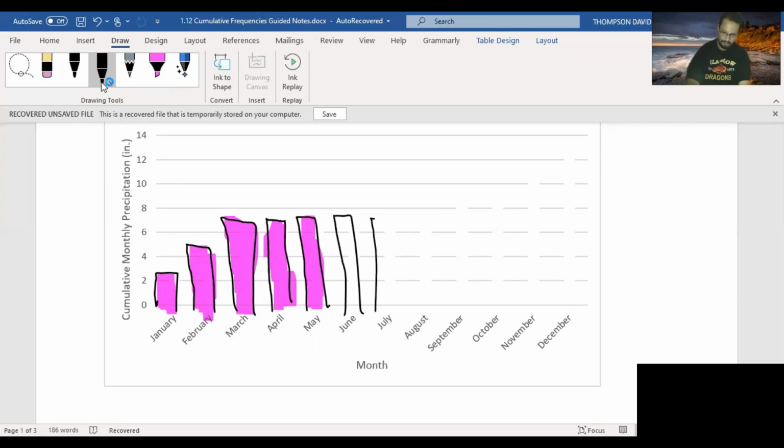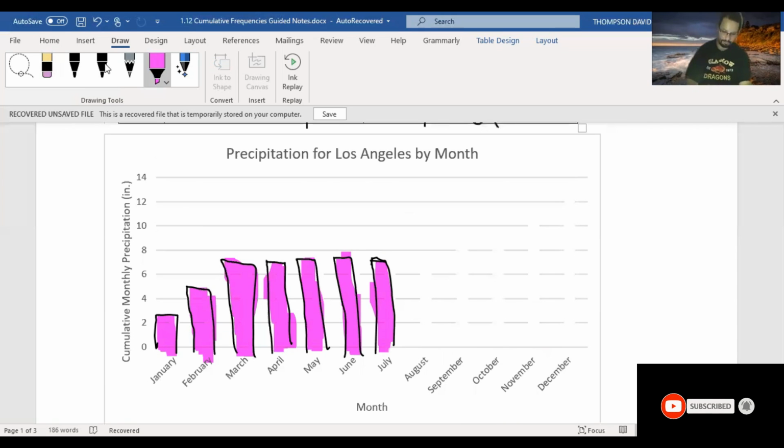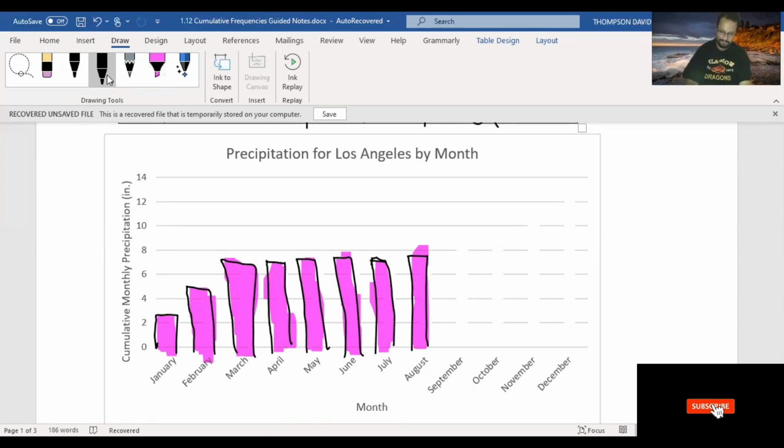Take note, they're going to look roughly the same because we're trying to sketch it by hand. August, we're at 7.94. September, we have a running total of 8.25 inches.